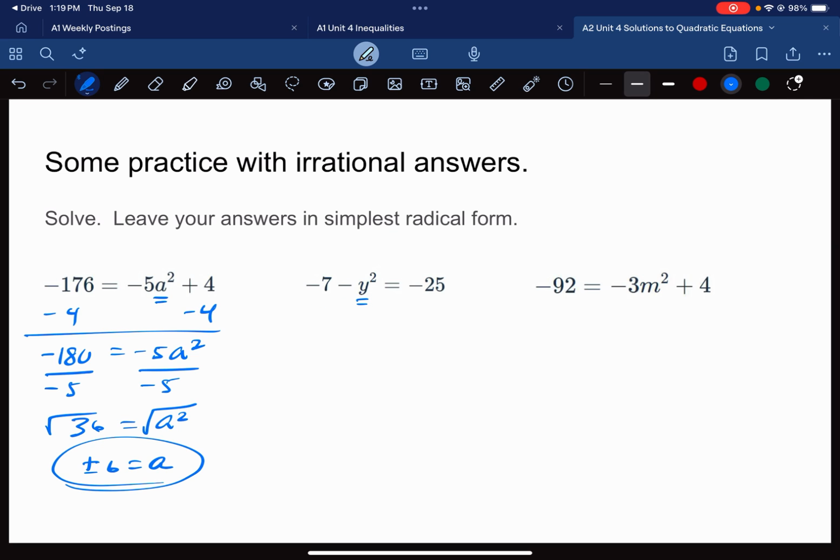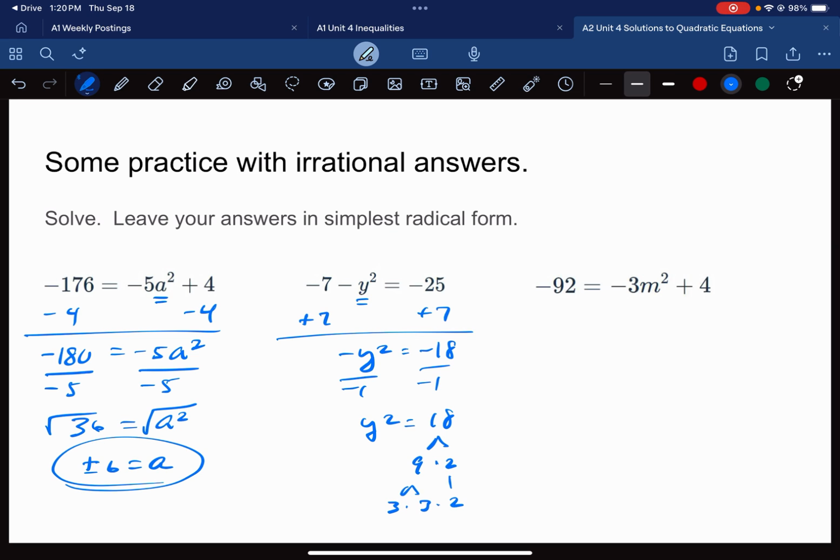So it's got just a y squared, so I know I can use square roots to solve. So I'm just going to add 7. And so negative 25 plus 7, I think that's negative 18, right? Divide by negative 1. And that's positive 18. And I just need to break that down. 9 times 2, 3 times 3 times 2. Pair of 3s, 3 gets out. 2, no pair, stays in, plus or minus. Okay?